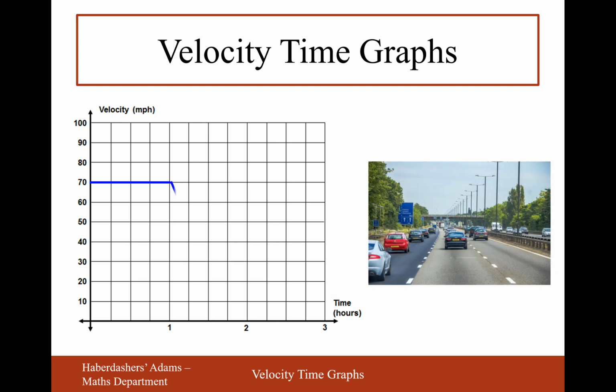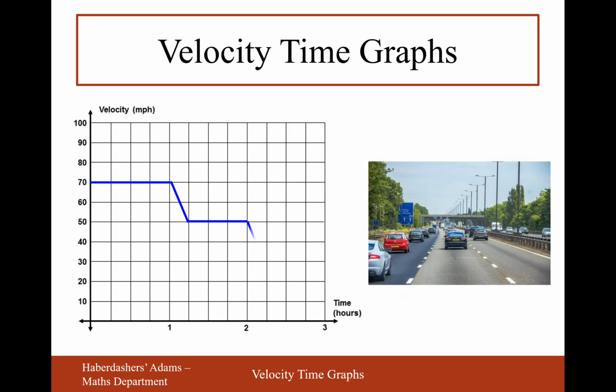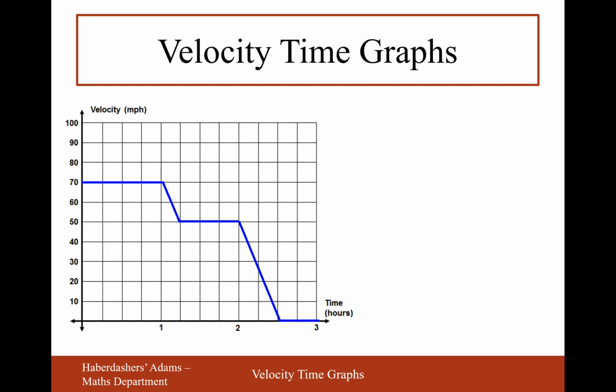Then a little bit of traffic builds up, and over the next quarter of an hour you have to slow down to 50 miles per hour. Then they have one of those speed control signs and you have to travel at exactly 50 miles per hour for the next 45 minutes. But then steadily over the next half an hour your speed slowly reduces till you're at a complete standstill, chock-a-block full of traffic, and for the next half an hour you can't move at all. Your speed is 0.